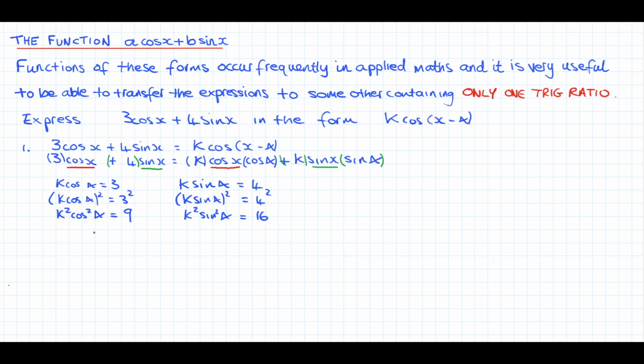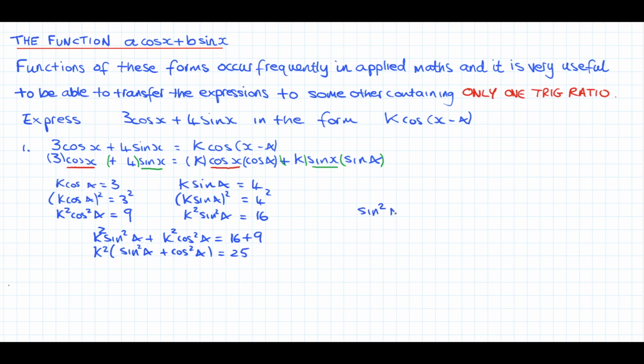Okay, now I'm going to add them: k squared sin squared alpha plus k squared cos squared alpha is equal to 16 plus 9. Sorry, this should be k squared, so let's go back and do that. I'm now going to take out the common factor of k squared, so k squared, and in brackets sin squared alpha plus cos squared alpha is equal to 25.